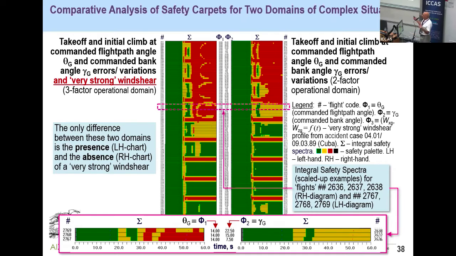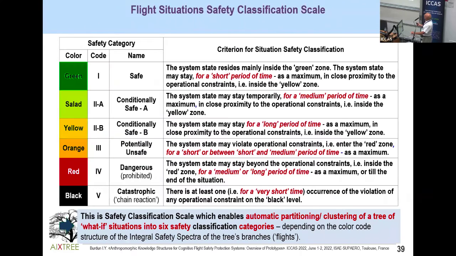And this is a scale-up comparison of three integral safety spectra from the left-hand and right-hand operational composition. In order to further assess the safety level of the situation, we must somehow convert the integral safety spectra into one color from this table. It's sort of a Cooper-Harper scale.